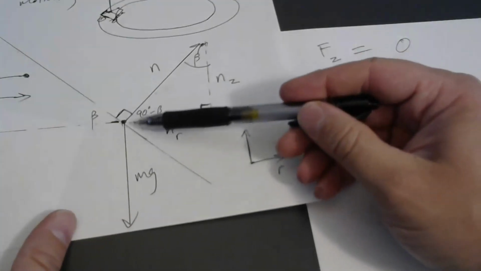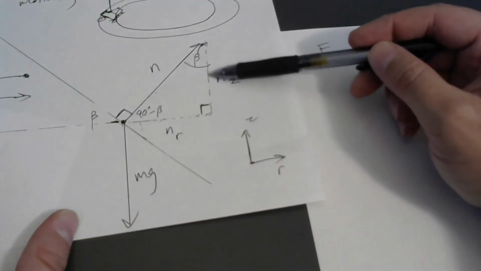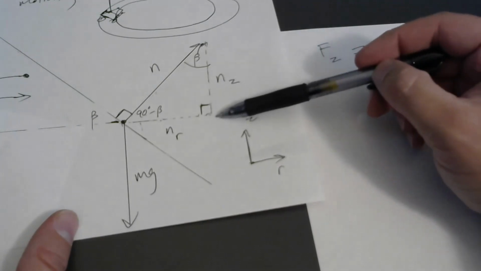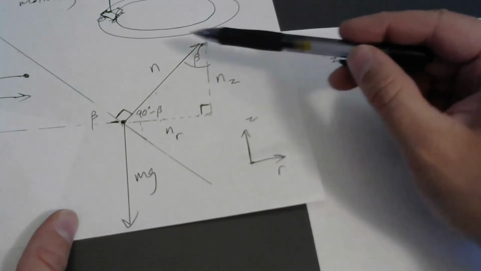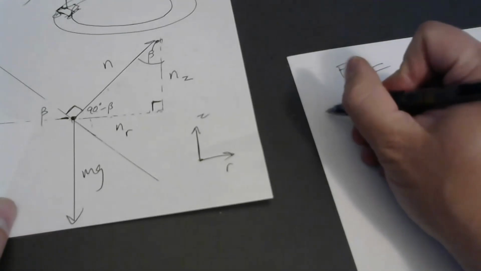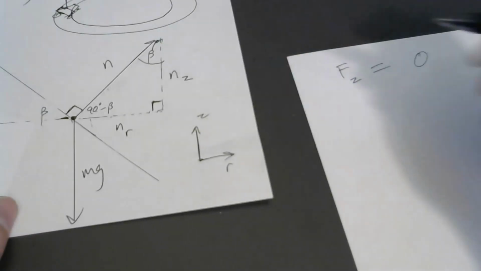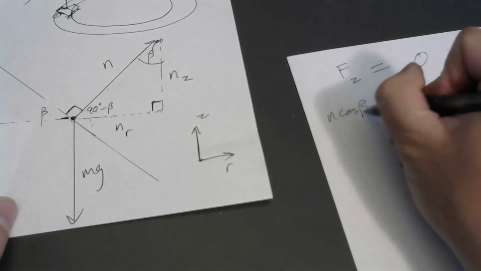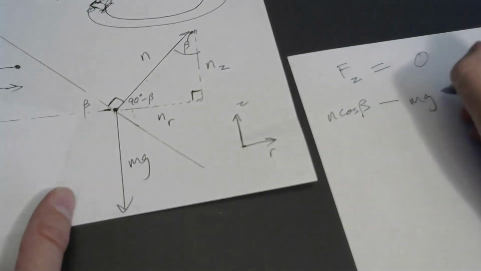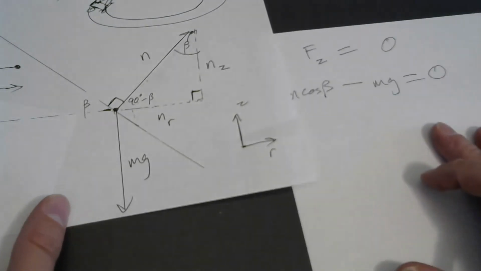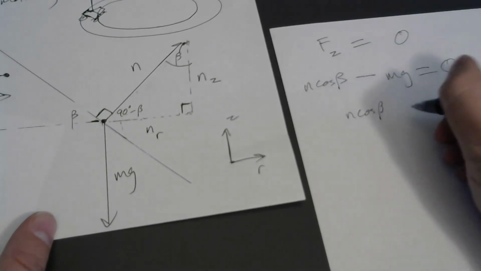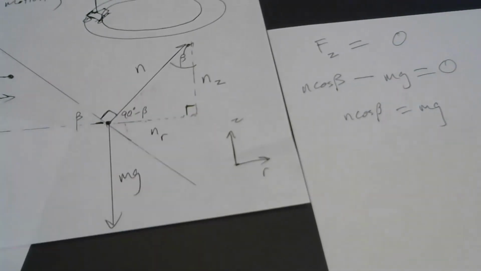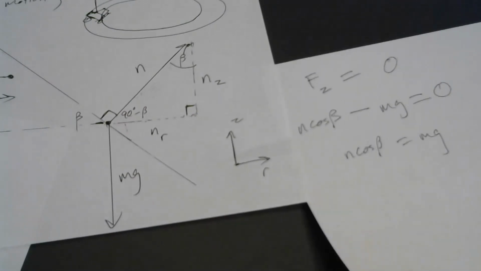Okay. I've got gravity in the negative z direction, and I have a component of the normal force. Now, do you see that this component is adjacent to beta in this right triangle? So I'm going to take N cos beta. That gets the plus sign. This is the component that points up. N cos beta minus the gravity force has to equal 0. And I suppose I can move that over and just call this N cos beta equals mg. I am going to number this equation because I have a feeling that will help me later. I will call this equation 1.